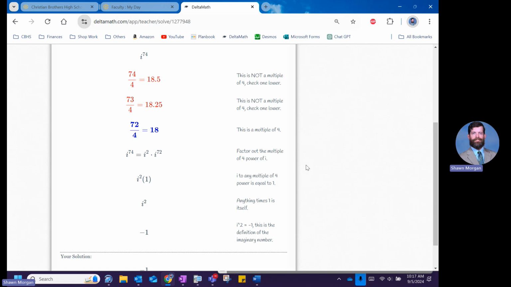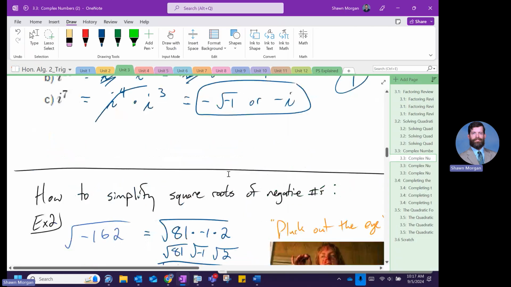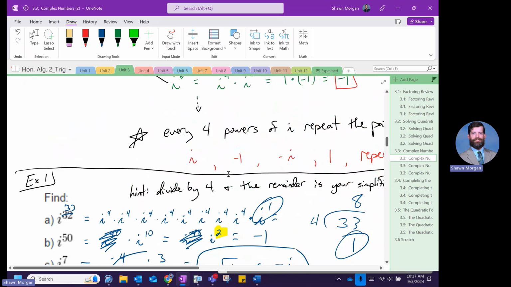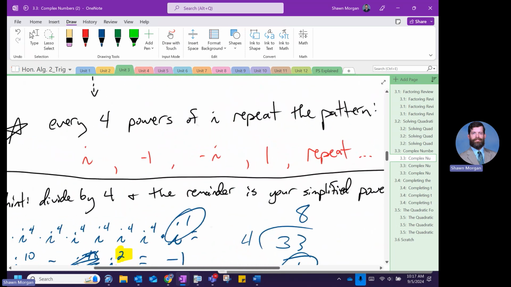I do highly recommend that you commit to memory those first 4 powers of i, with a black star up there in the middle of the screen: i, -1, -i, and 1. And that's the pattern that repeats over and over and over.